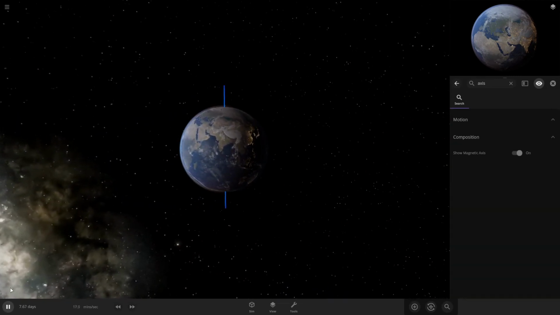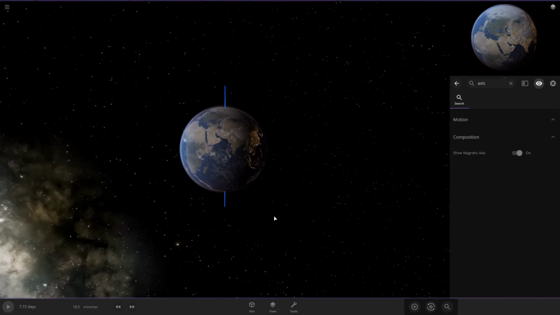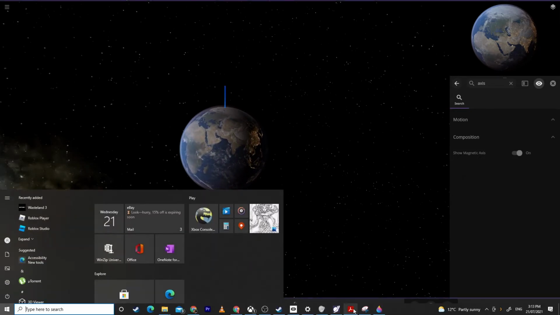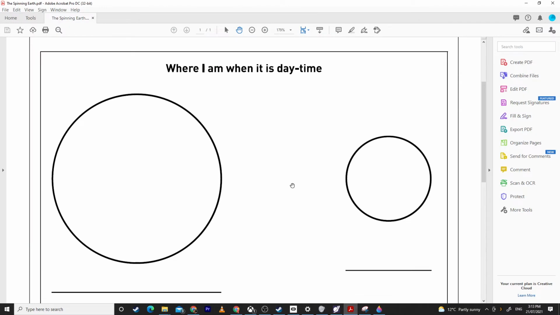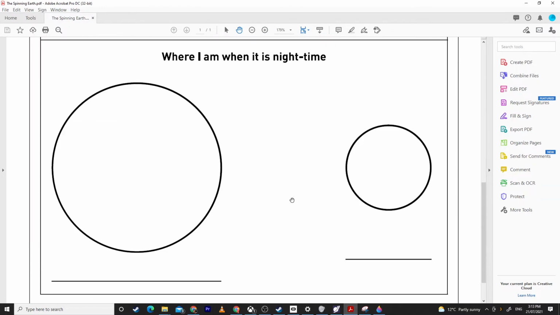Alright, I'm going to pause this simulation now because I've got a task for you guys today. Okay, I'll switch out and I have an activity here. Now you guys don't have an actual handout or a sheet or anything, so I'm going to get you guys just to draw this. You just need a piece of paper. We're going to have two of them. The actual sheet would look like this. We have one at the top and one at the bottom.